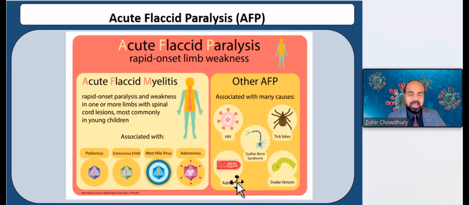In the 1980s, the goal of eradication of polio resulted in acute flaccid paralysis surveillance being implemented globally as the key surveillance measure for the eradication of polio. So that's how AFP has been more associated with polio outbreaks.